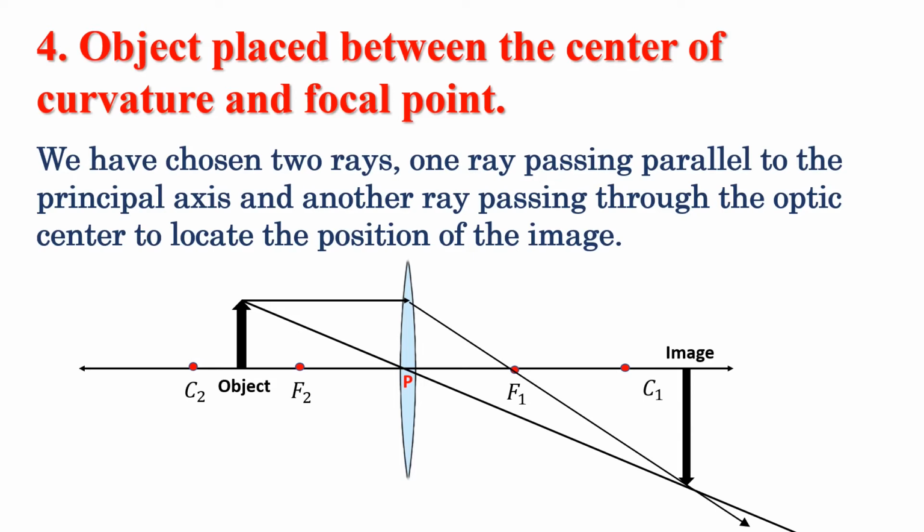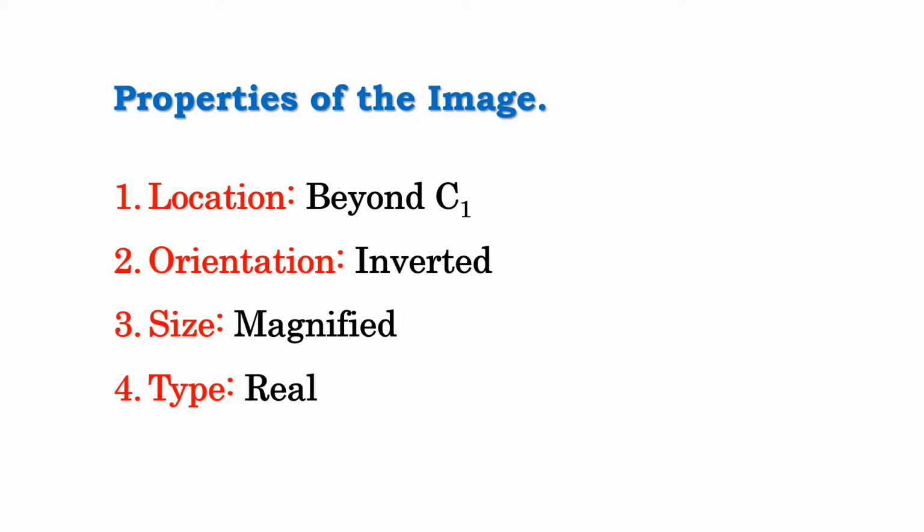After observing this diagram, we can say that the image is formed beyond C1 and it is inverted. The image is inverted as you saw in the diagram. It is magnified, meaning the size of the image is more than the size of the object, and it is real, meaning we can see it on the screen.